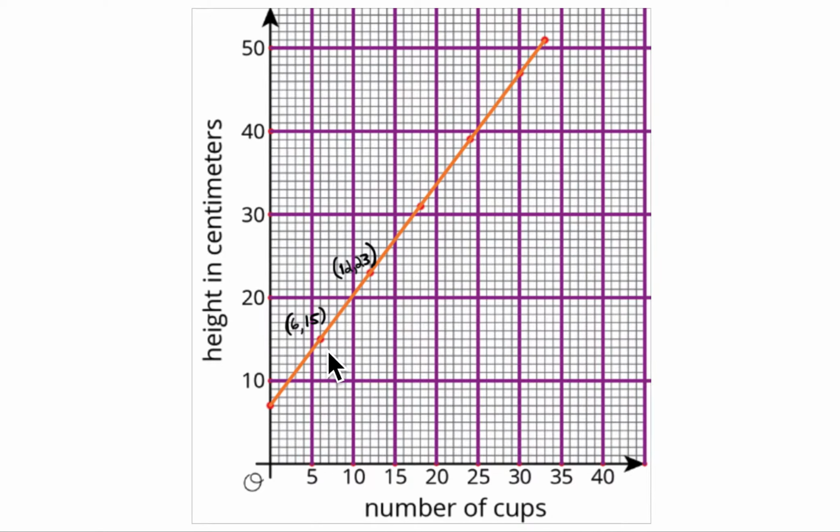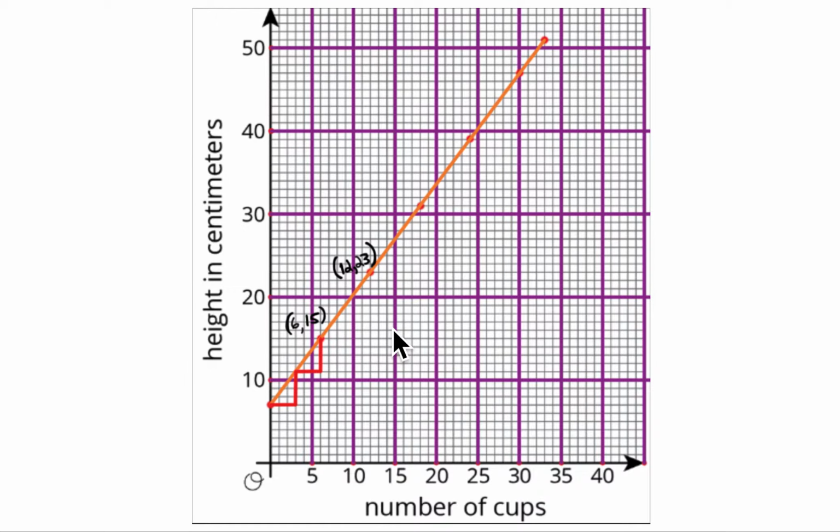So this point is at (6, 15). This point is at 12. You go up 12 units and you go up 23 units. This point's at (12, 23). So we're going to use these points to write both the slope and the equation.